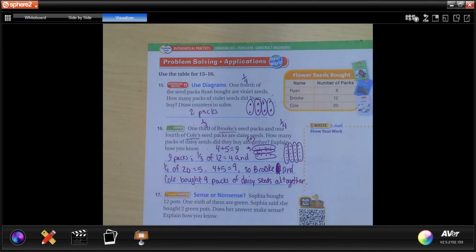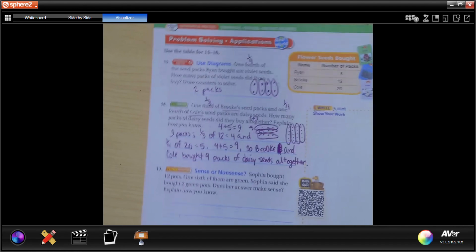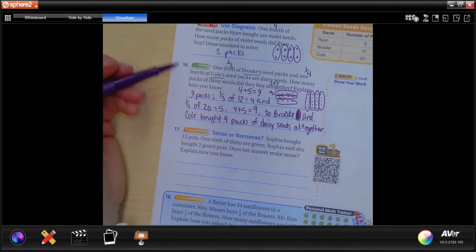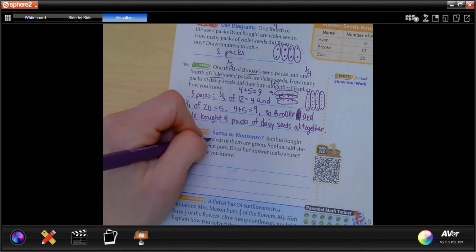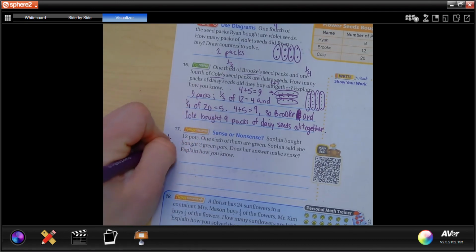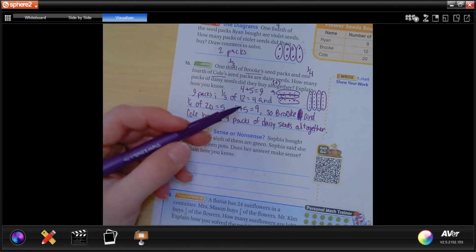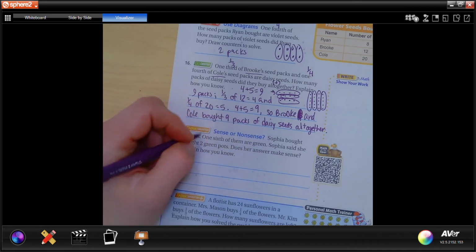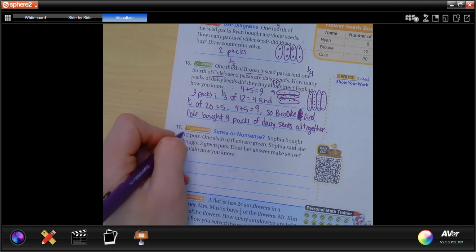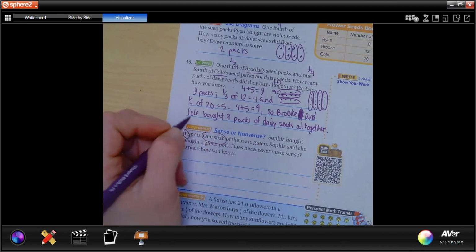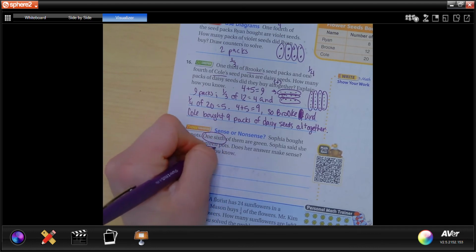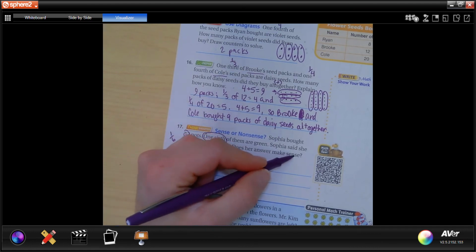Okay, if you need to pause it to finish writing, feel free. Number 17, sense or nonsense? Sophia bought 12 pots. 1/6 of them are green. Sophia said she bought 2 green pots. So Sophia bought 12 pots. 1/6 of them are green. Sophia said she bought 2 green pots. Does her answer make sense?